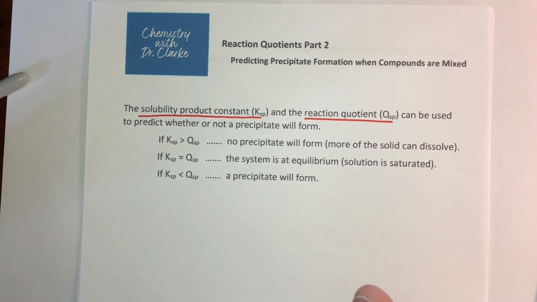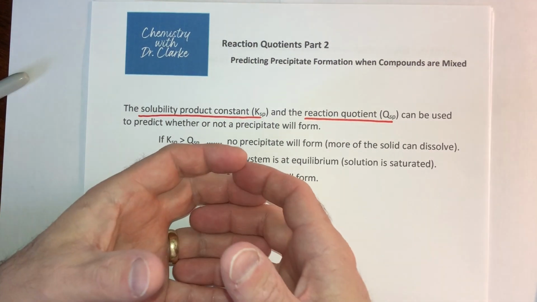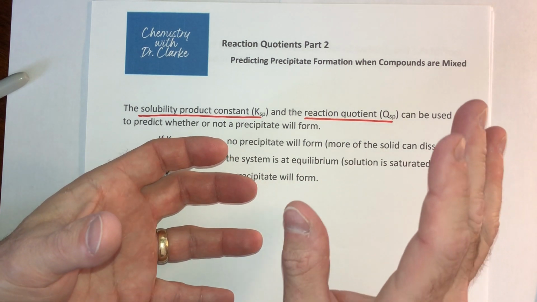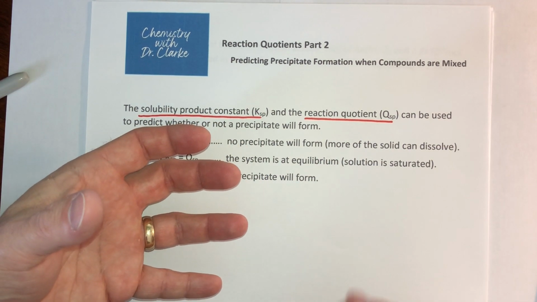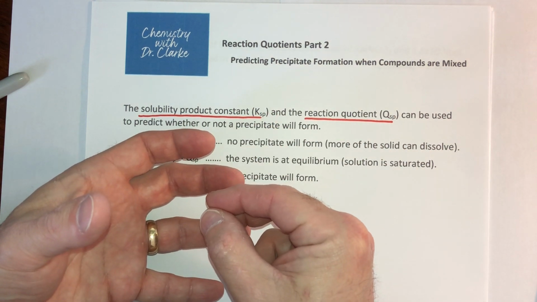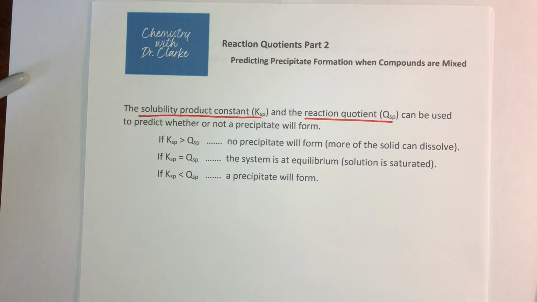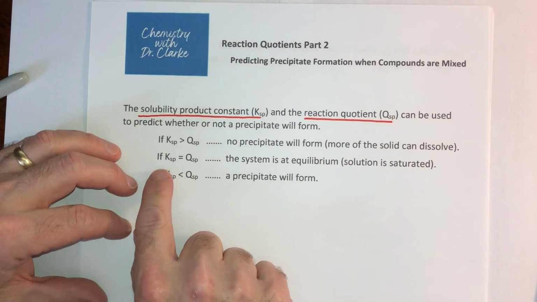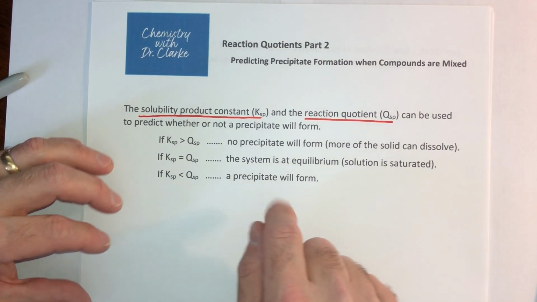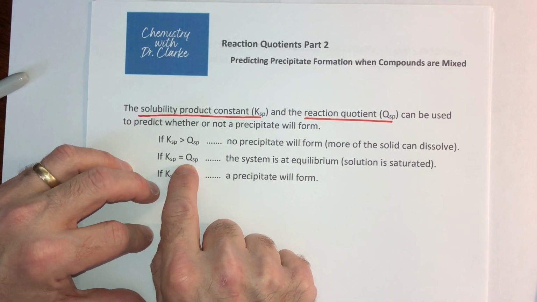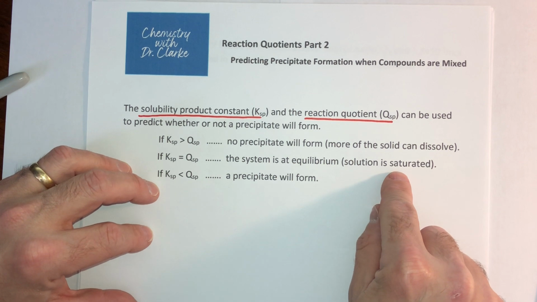Now, if you're really, really lucky, you could add exactly the right amount. There's a certain amount of the cation and anion that can dissolve, and if you were lucky enough to add exactly the right amount of cation and the exact amount of the anion, then your K and your Q will be equal. Now, that's not going to happen. That is extremely rare, right? It would be kind of like winning the lottery. But if you happen to do that, you've created a system that is at equilibrium. You have dissolved the maximum amount. You have a saturated solution.